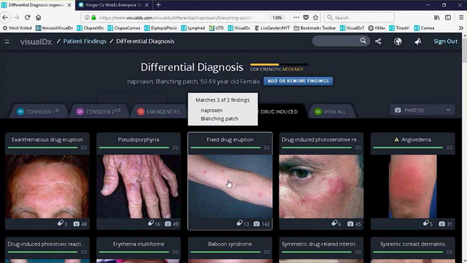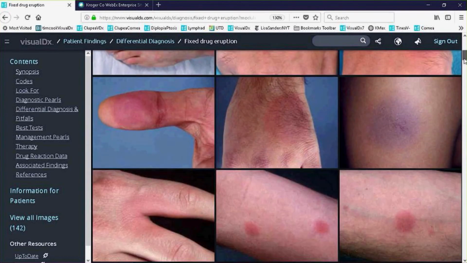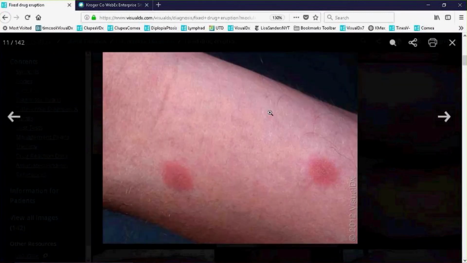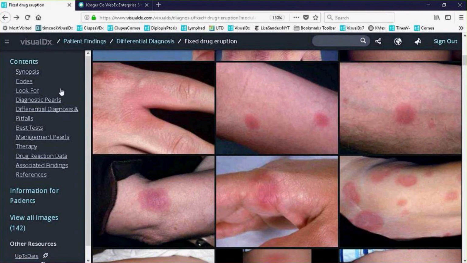At the top there's a bunch of diagnoses, but the patient had these round, quarter-sized or larger patches on her arm. The clinician got curious, clicked the lower right-hand corner to see more images, and started scanning down, realizing that large circular round patches are the hallmark of fixed drug eruption. Click the image, and the patient, looking over the shoulder, says, yep, that looks just like me. I do take naproxen once in a while.